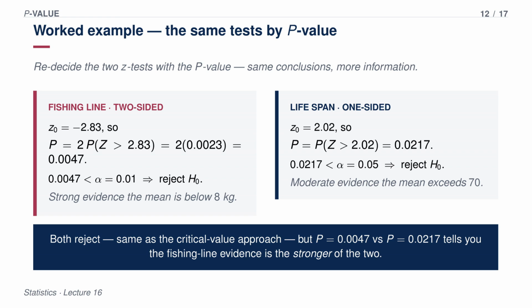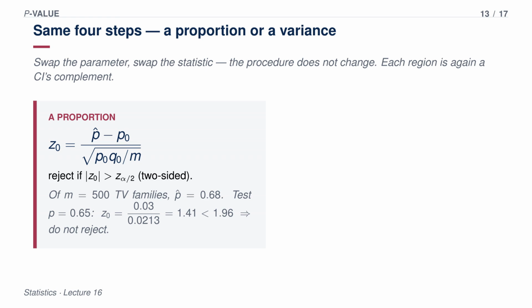But look what the p-value adds. 0.0047 versus 0.0217 tells you the fishing line evidence is the stronger of the two. Same decision, more information. And none of this was special to the mean. Swap the parameter, swap the statistic, the 4 steps don't change.